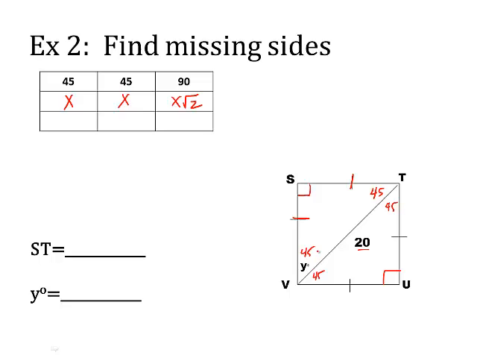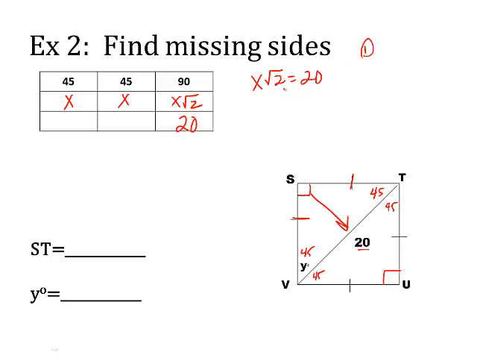So what do I do now? Well, what side do I have? I have the side across from the 90. Either way you look at it, it's the side across from 90. So I need to figure out, okay, x square roots of 2 equals 20. How am I going to find x? Well, here's the basic idea.